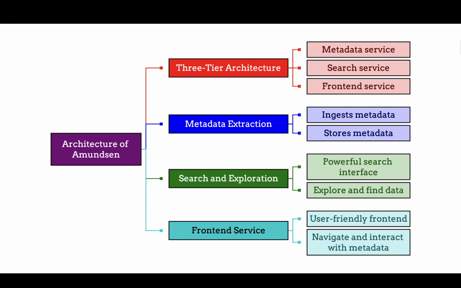Architecture of Amundsen. 1. 3-tier architecture. Comprises of a metadata service, search service, and front-end service. 2. Metadata extraction. Ingests and stores metadata from various sources for easy access and management. 3. Search and exploration. Provides a powerful search interface for users to explore and find relevant data. 4. Front-end service. User-friendly front-end for navigating and interacting with metadata.